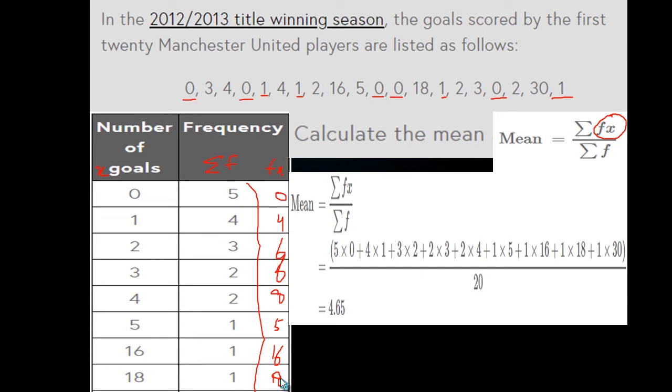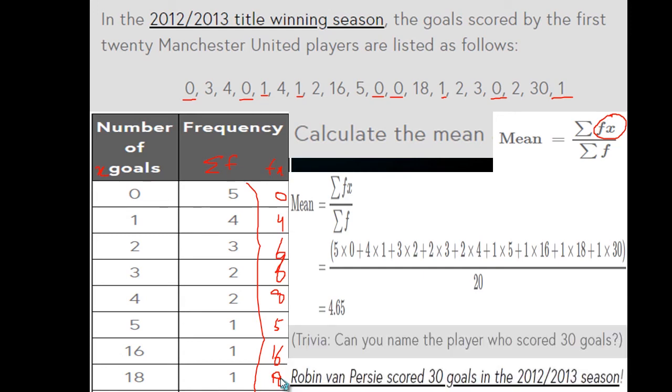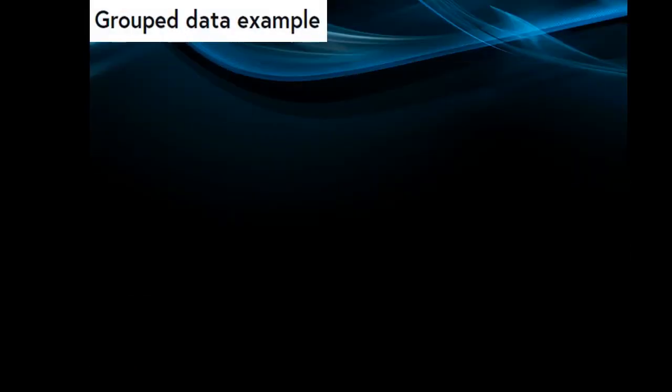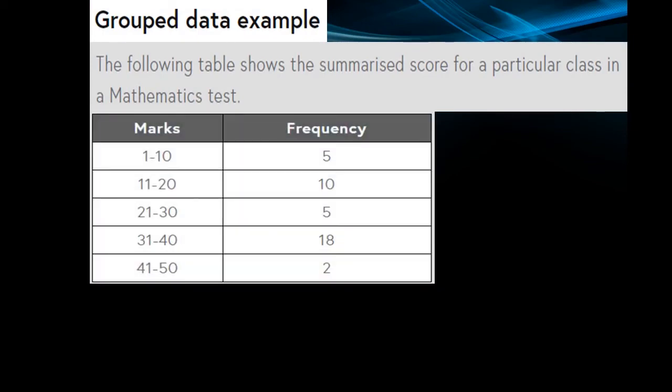I hope the concept is quite clear. If the concept is clear, here we have an interesting practical example: in the 2012-13 title winning season, the player who scored 30 goals was Robin Van Persie. So now please find out the frequency distribution and the mean.